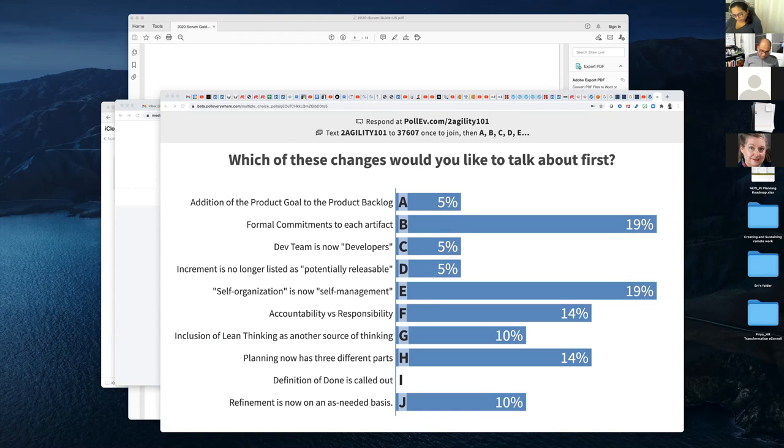So let's look at what the artifacts are first of all, and then we will go from there. So, formal commitments to artifacts. There are 3 artifacts, and I'm going to just write them out on the slides. So there are 3 artifacts in Scrum. Can you help name the artifacts in Scrum, or what are the 3 artifacts?